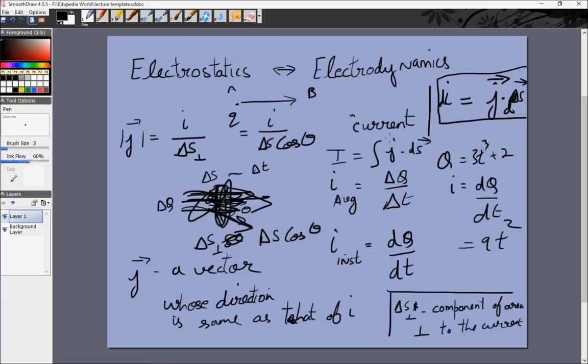So we've seen two new quantities now, current and current density. The important thing to remember is that the area, when you're talking about current density, has to be perpendicular to the current, or the area has to have the direction vector along the direction vector of the current.